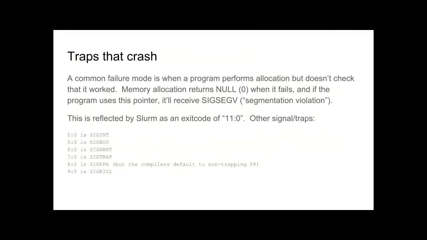SIGFPE is an interesting one. Our compilers, by default, don't use trapping floating point, which is arguably not an ideal situation. So if your program hits something like a denormal or overflow or underflow or divide by 0, these will normally not generate a trap. But if trapping is turned on, the job will terminate with a SIGFPE.